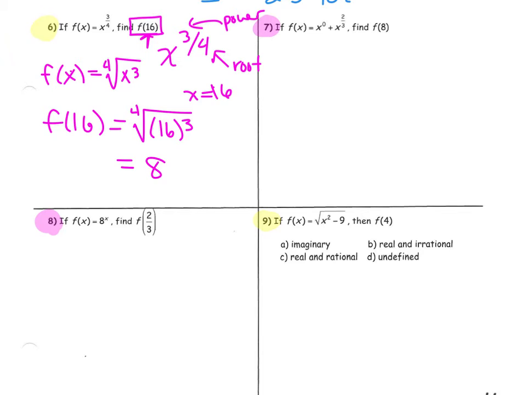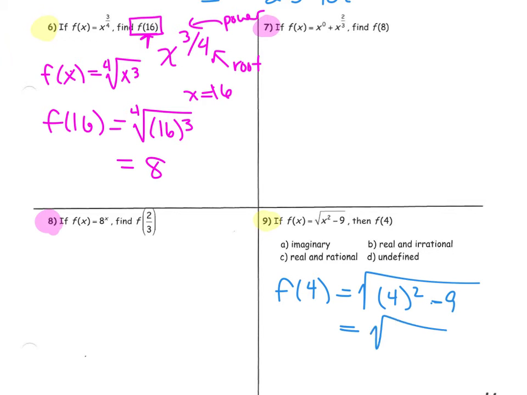All right, and let's do question 9 together, and then you guys can finish up the rest that I highlighted here. So for question 9, I want to know, given that f of x is equal to x squared minus 9, and that's all square rooted, then f of 4 is going to equal what? So I have f of 4 is going to equal the square root of 4 squared minus 9, which is equal to the square root of 16 minus 9, which is equal to the square root of 7. And the square root of 7, that is not a perfect square, so this is definitely not rational.